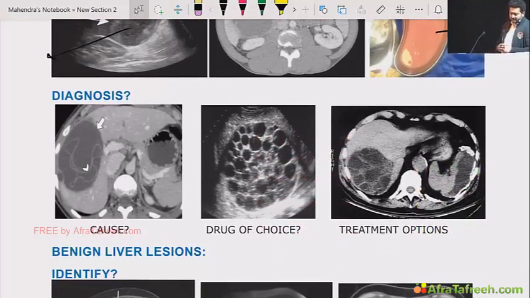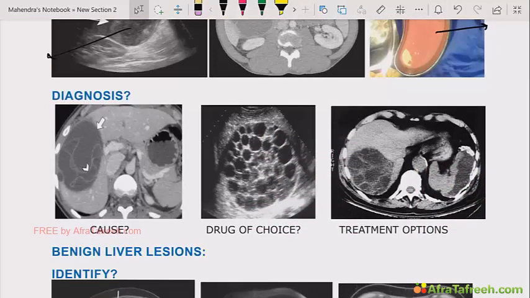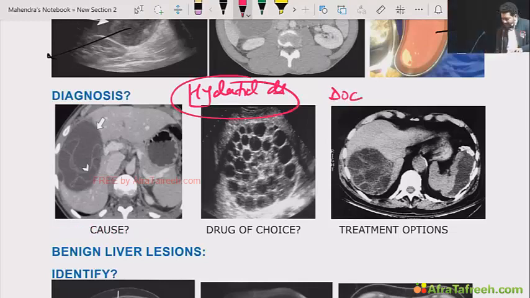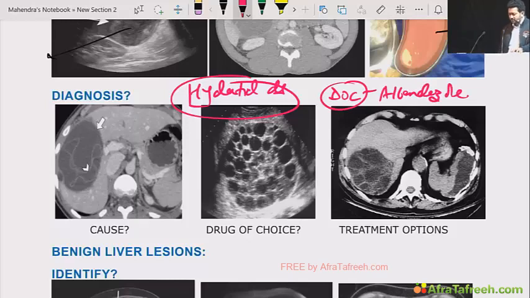What is the diagnosis in the next case? There is a CT image, there is an ultrasound image. Okay, so what is this? Hydatid. Okay, it is a hydatid disease. What is the drug of choice in hydatid? Albendazole. Albendazole is the drug of choice. So this CT image is very important. In the past 2 years, there are many questions in which they just give a CT image and they ask you about the diagnosis. So this is hydatid disease. Treatment is, you can either do a surgical resection or you can go for a percutaneous aspiration, injection of scolicidal agent, and re-aspiration, that is the PAIR procedure.